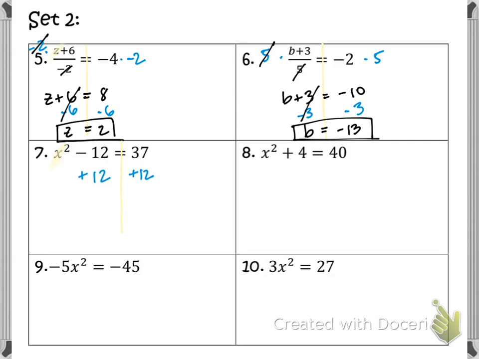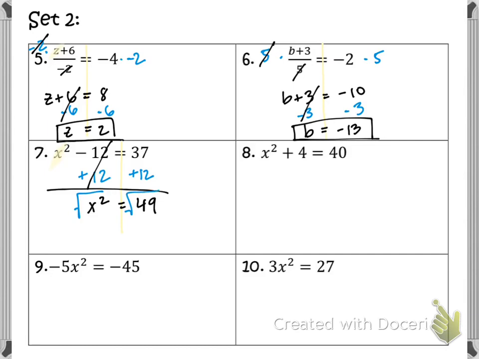And when I do that, the 12s cancel. And I'm left with x squared equals 37 plus 12. That's going to give me 49. And remember, we learned that if we see a square and we want to get rid of the square or cancel the square, the inverse would be taking the square root.